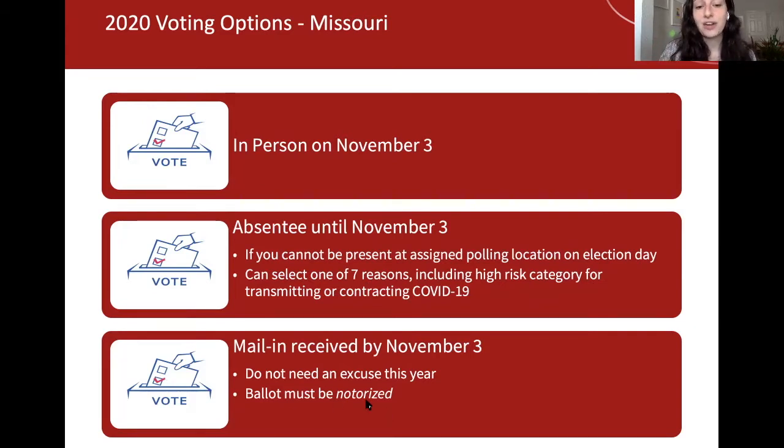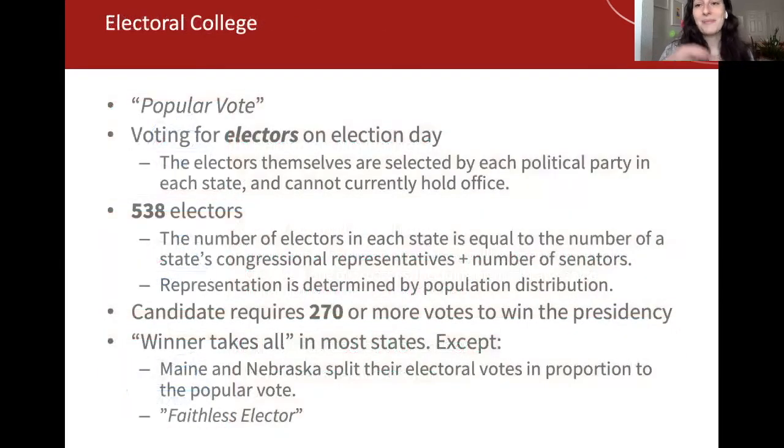But you do need to get your vote notarized, which basically means that there's a certified witness to your vote who's going to sign the envelope or the ballot that you're sending back in by mail. And WashU is hosting a lot of notary events this October on campus to help facilitate the voting process for the Washington University community. So that brings us to what actually happens when we vote for president on that ballot.